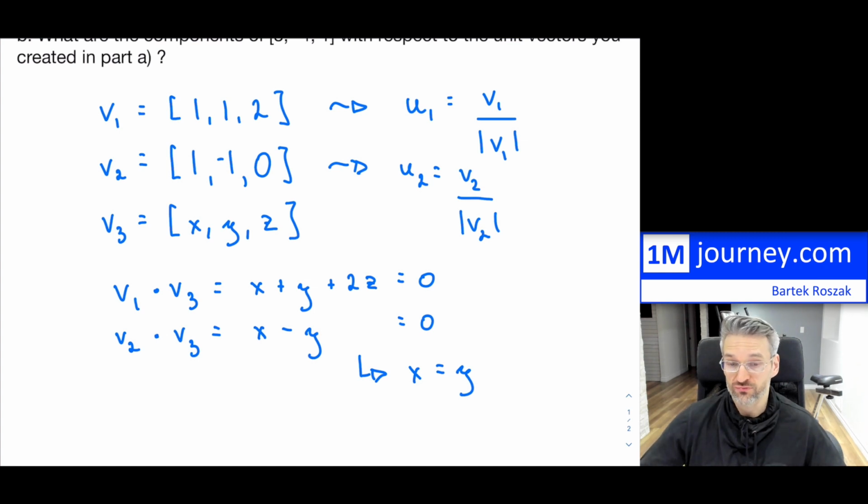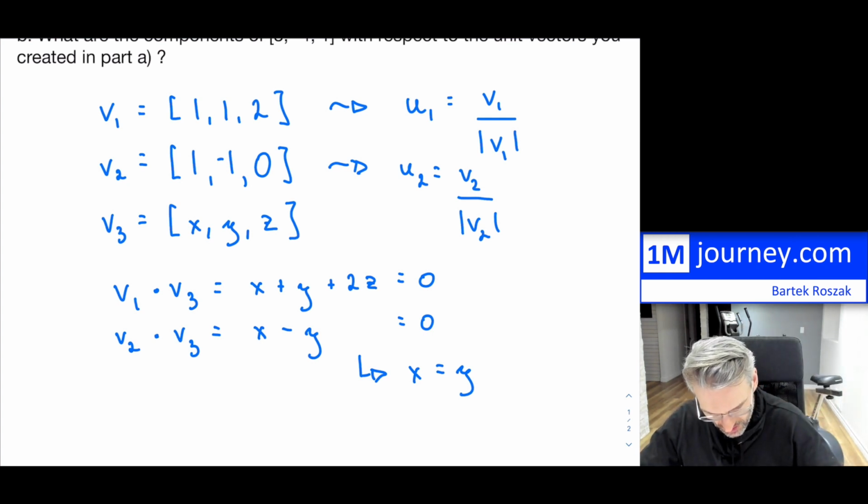And they don't give us any restrictions, so we can choose whatever we like. We can choose x is equal to 2, equal to 3, whatever it might be. But y is going to be the same. Why make this complicated? So just let x and y be equal to 1. So I'm going to be making both of these components 1.